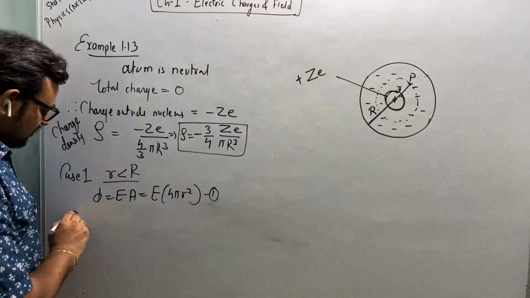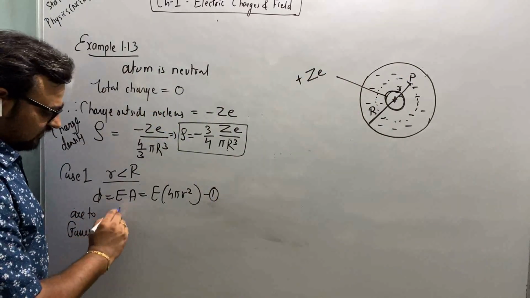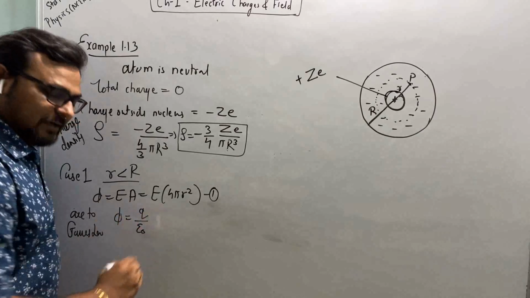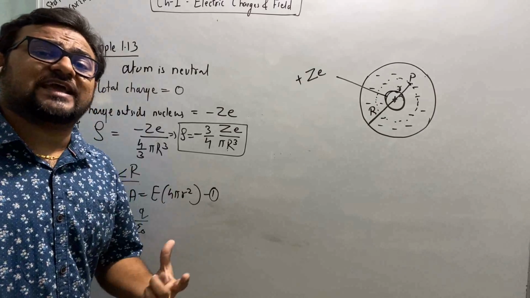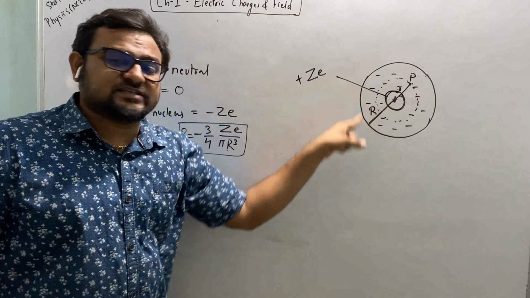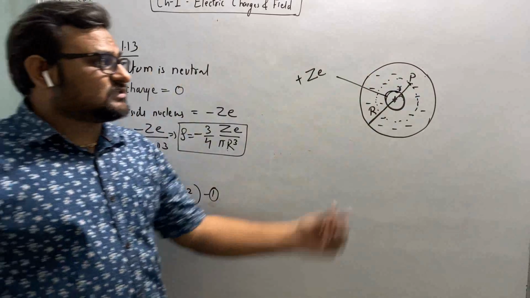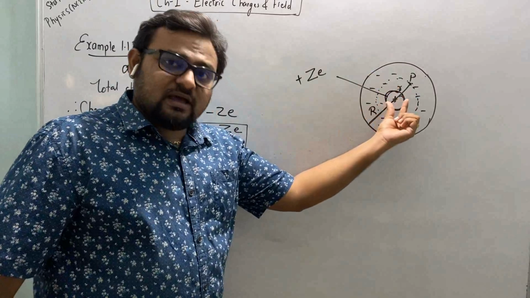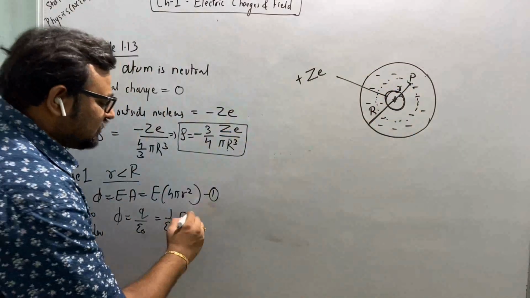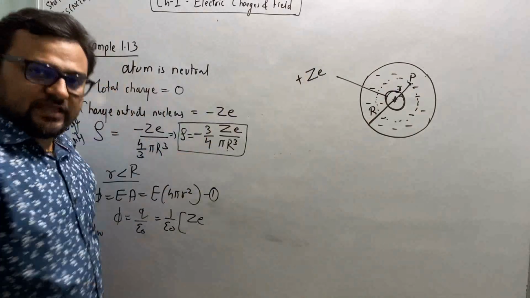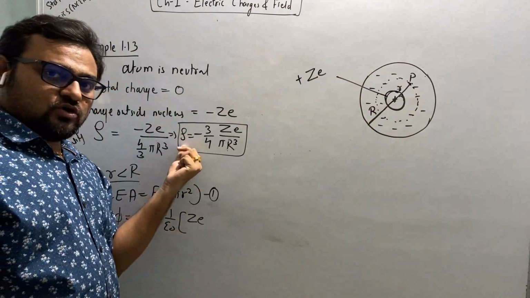Now, according to Gauss law, flux is equal to Q by epsilon 0, right? So now what is Q? The total charge enclosed inside this surface. So this will be 1 by epsilon 0. Now what is the total charge? The charge inside the nucleus plus the charge in the surrounding area. So charge inside the nucleus is Ze, plus the charge in surrounding, where the charge density is rho.